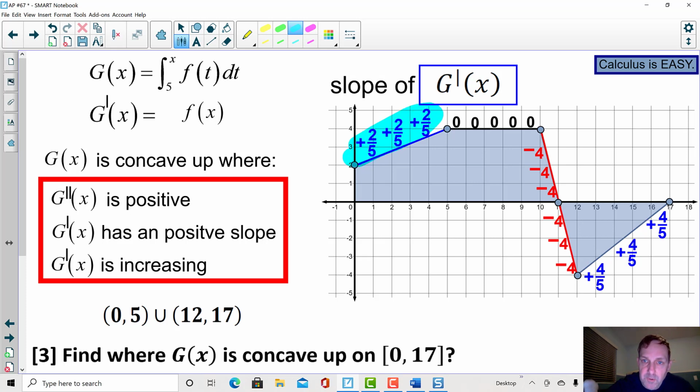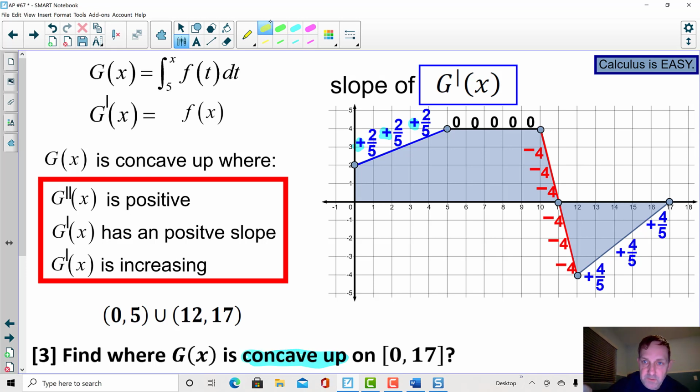I'm saying that the slope of this line is 2/5, and that's because I go up 2, and then I go right 5. You can see I'm going right 5. So the slope there is 2/5. The important thing is that the slope is positive. When the slope is positive, that means our second derivative is positive. And when the second derivative is positive, it means your original function is concave up.